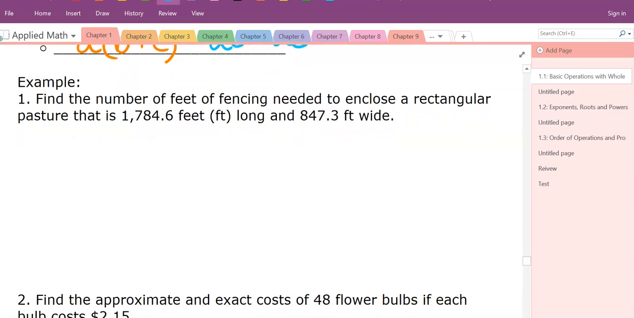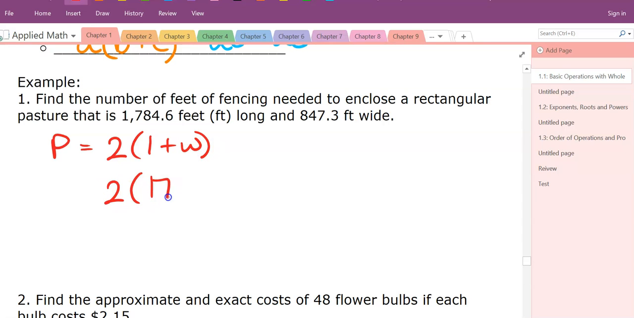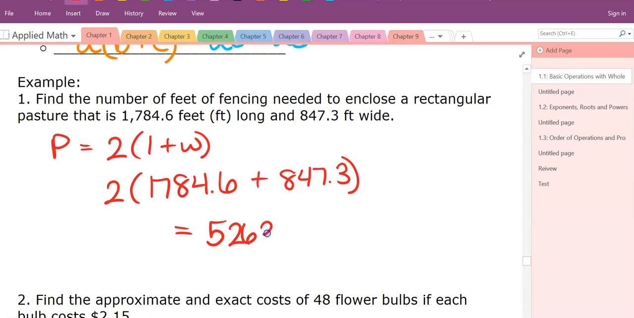We can do that kind of idea when we're talking about finding like perimeter of something. So we're going to take P for perimeter of a rectangle, and we're going to take 2 times the length plus the width. So this one we would plug in those 2 dimensions that they give us for the length and the width. And you could distribute the 2 into each side and then add them. And when you do that, you're going to get 5,263.8 feet.